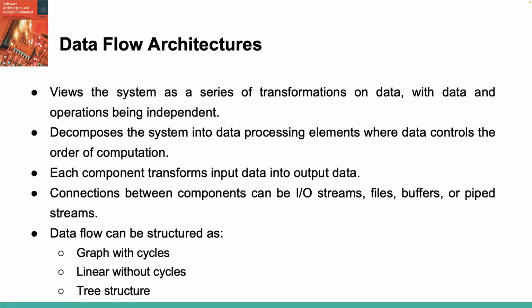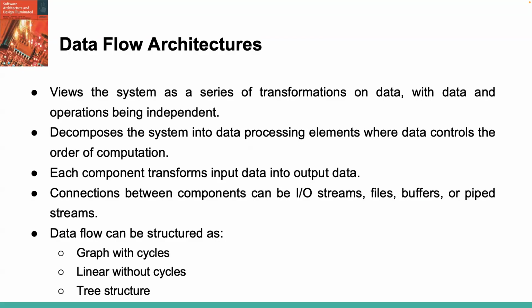Today, we're going to explore a very important concept in software design, how we can view a system as a series of transformations on data. Think of this as a factory assembly line. Each station in a factory takes some raw material, processes it, and sends it to the next station for further processing. This is exactly how data flows in certain system architectures.